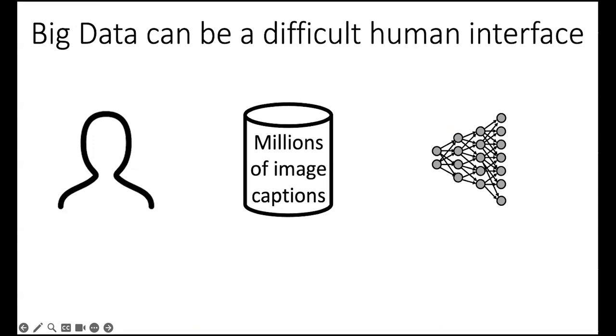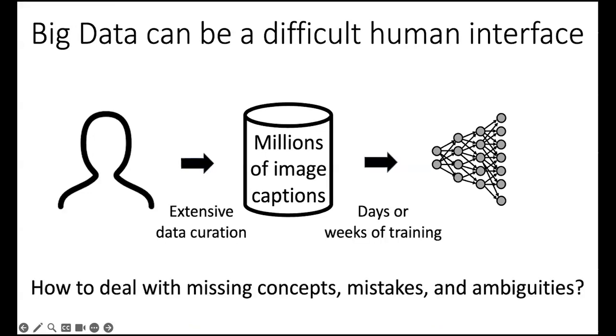It's this huge million or billion size piece of data that's way too big for anybody to look at and understand what's in there. It can take millions of dollars to create. It can take months and months to use in training. And then after all of this work, it's just full of missing concepts, mistakes, ambiguities, biases, and we have no idea what they all are.